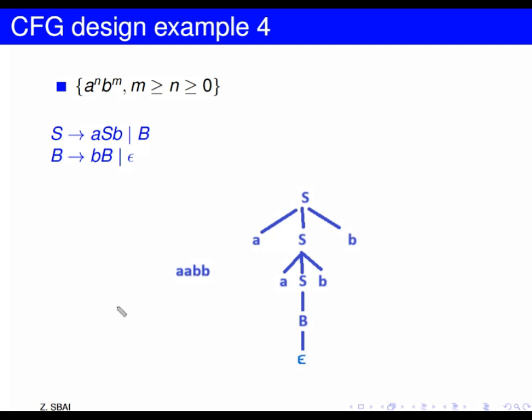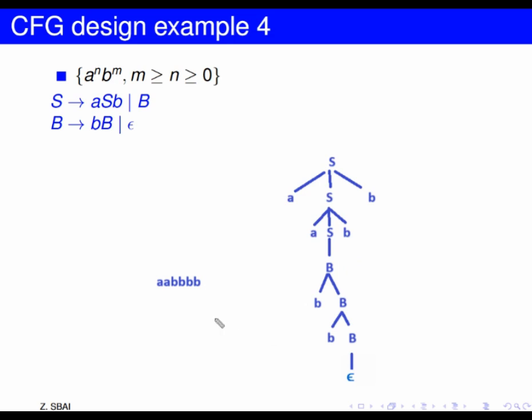Let's see here how to generate the string double a, double b. So here we may draw the parse tree for this string by applying first the rule S yields to aSb. For the S in the middle, we will apply also the rule aSb. Now for the S in the middle, we will apply the second rule for S: S yields to B and B yields to epsilon. And here we are with the parsing for the string double a, double b.